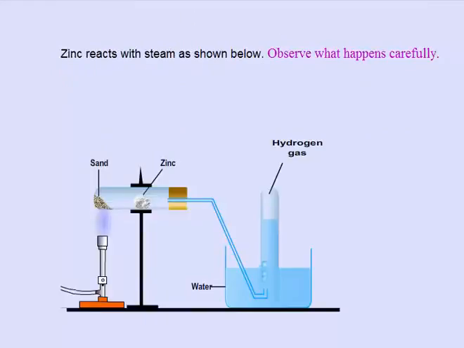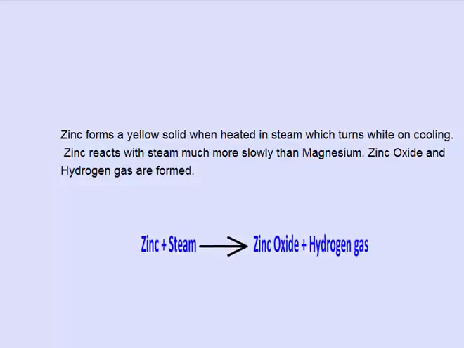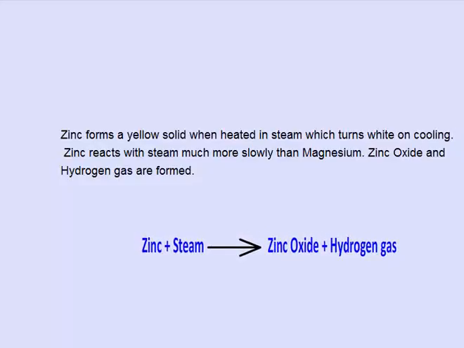Zinc can also be placed in the boiling tube separately. Zinc forms a yellow solid when heated in steam, which turns white on cooling. Zinc reacts with steam much more slowly than magnesium. Zinc oxide and hydrogen gas are formed.